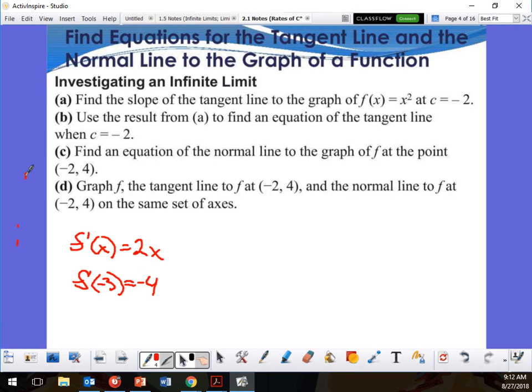Okay, I was just informed that I did make a mistake. I accidentally put the wrong number here. So this should be f prime of negative 2 is equal to that. There we go.